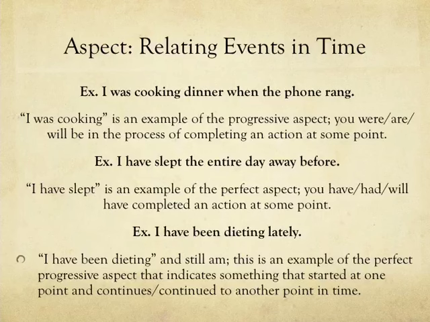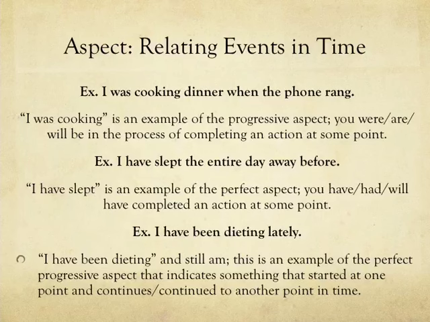Okay, so the was cooking would be an example of the progressive aspect, okay? So you were, are, will be in the process of completing an action at some point. Now, don't get confused because sometimes people will refer to this as the progressive tense, which technically it is, but when we're thinking about aspect, it's actually saying how the tense is functioning. It's not the tense itself.